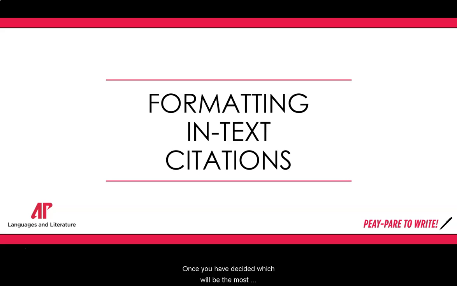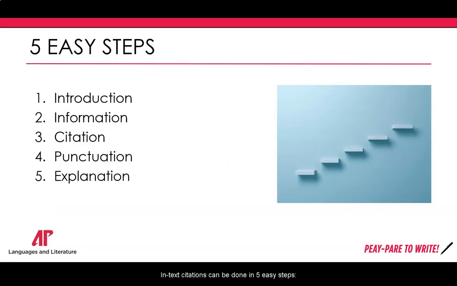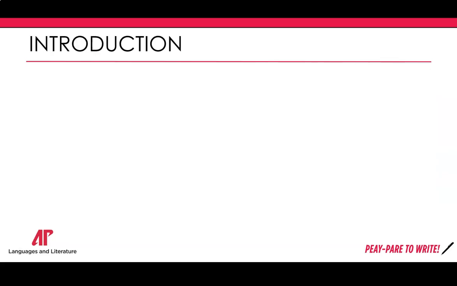Once you have decided which will be the most appropriate method for incorporating the source into your paper, you need to make sure that you cite the source correctly in text so your reader knows where the information came from. In-text citations can be done in 5 easy steps: introduction, information, citation, punctuation, and explanation. When you use your source, you need to indicate to your reader that you are doing so.